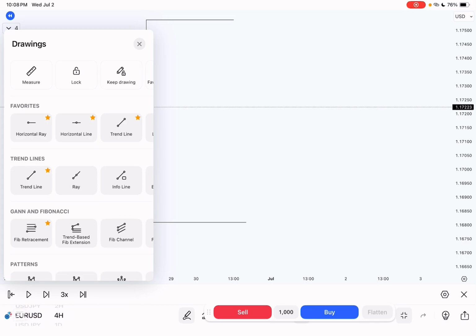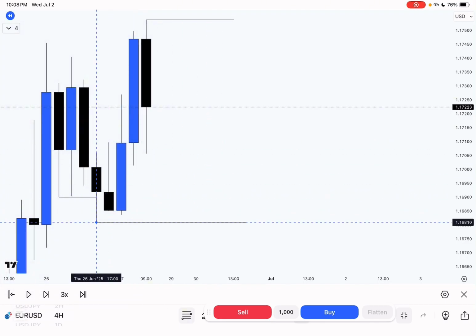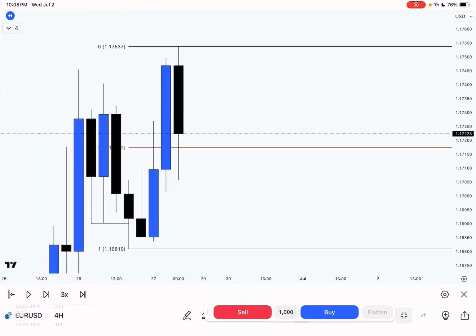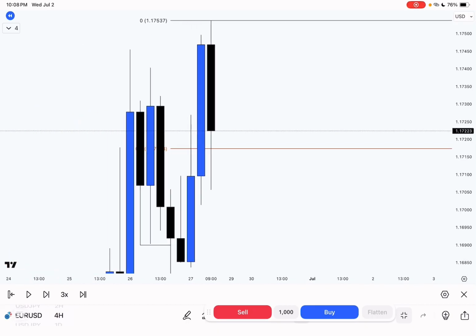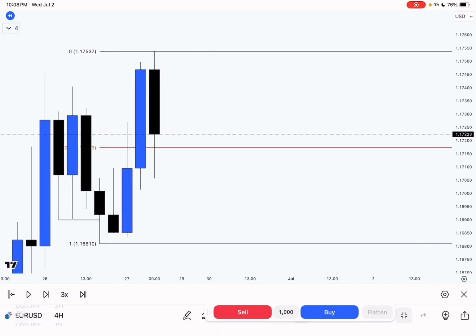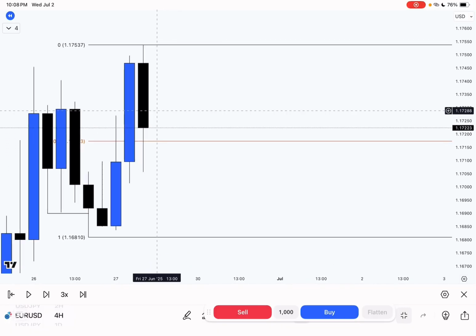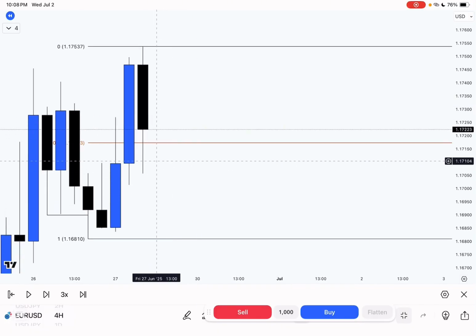The second thing you need to do is measure out your daily range low to your daily range high. Now why are you trying to do that again? What is the next thing you're trying to look for? You're trying to look for price to drive into discount for you to buy price at a cheaper level.